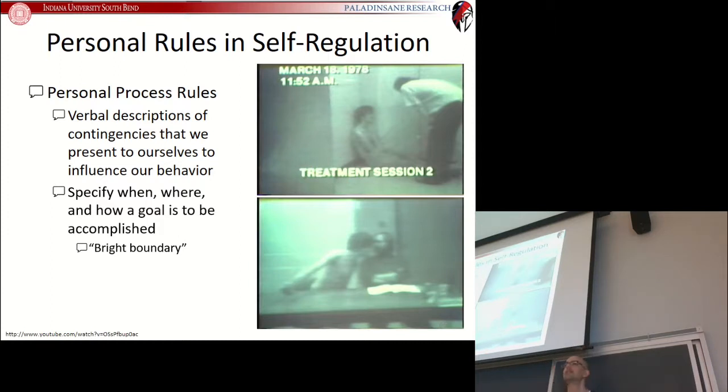So again, New Year's resolution time is swiftly upon us. So if you want to use that, or if you want to make a New Year's resolution, give it a shot. Try that personal process rule. Use those bright boundaries, and see if you can be effective in that self-regulation.